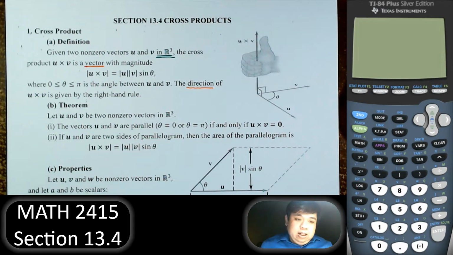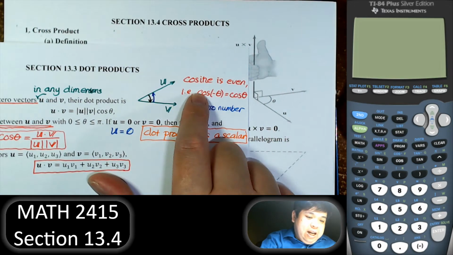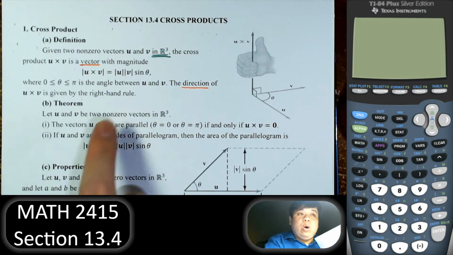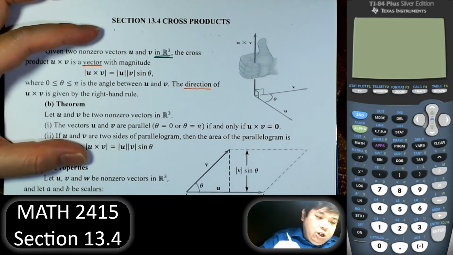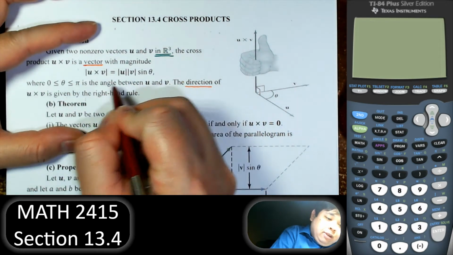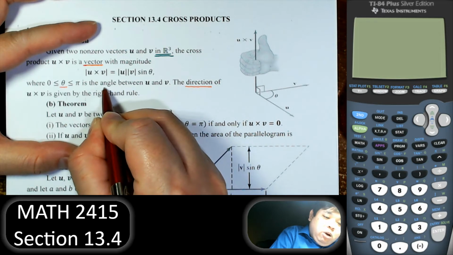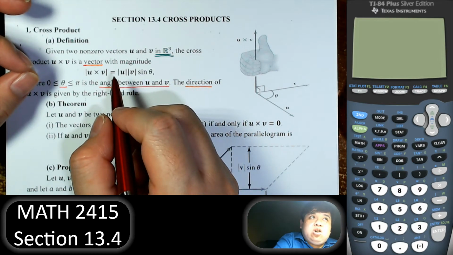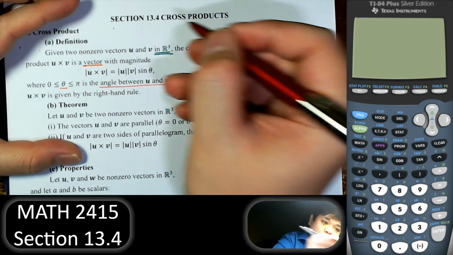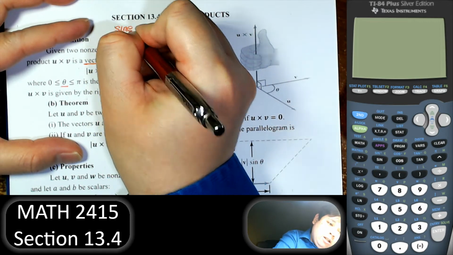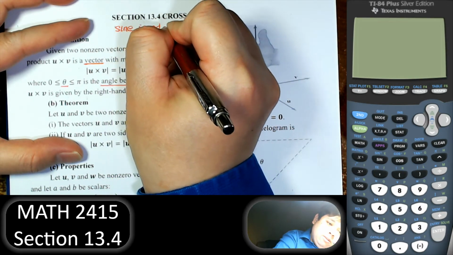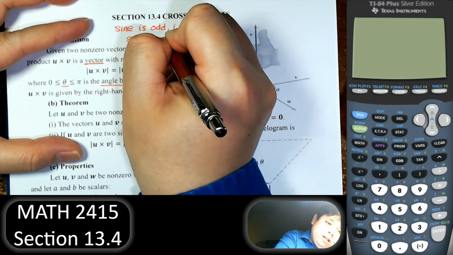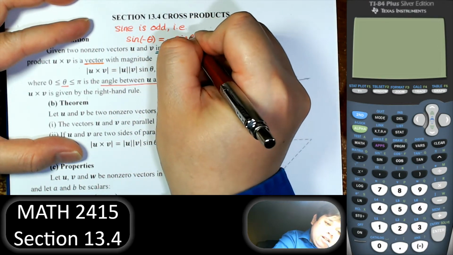Now, what else do we have? Here we say cosine is even, so in that case we just have the angle between two vectors. But this one is a little different. Theta is the angle between u and v, but it is not simply between u and v. Remember, sine is not like cosine. Sine is an odd function. Sine is odd, which means sine of a negative angle is the negative of sine of that angle.